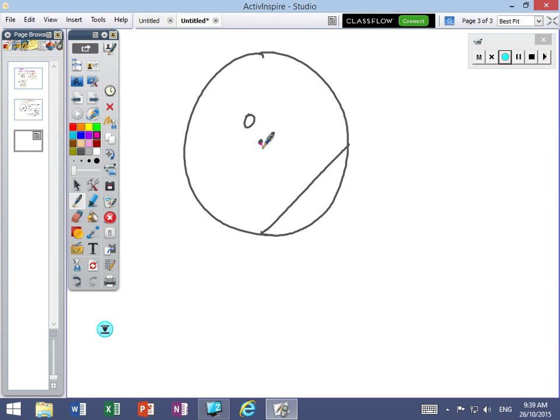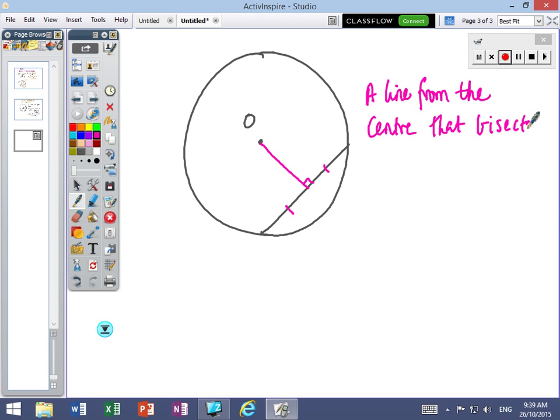Okay, there's a property that if a line from the center cuts the chord into two equal bits, it makes a right angle. So a line from the center. Does anyone know what the mathematical word for cutting a line into two equal bits is called? Bisecting, thank you. A line from the centre that bisects a chord, it makes a right angle.